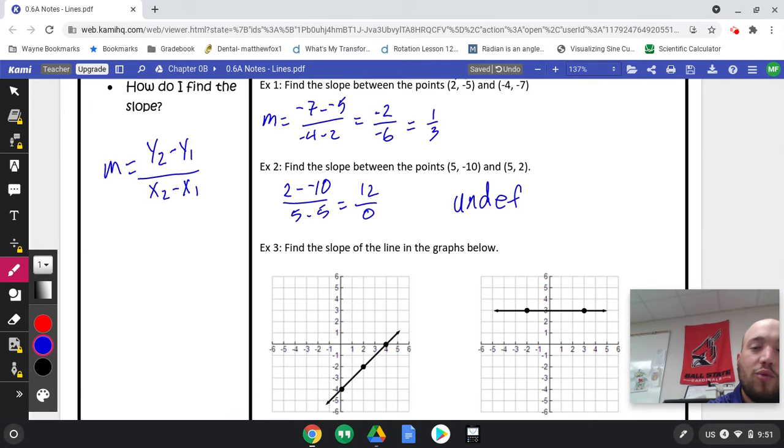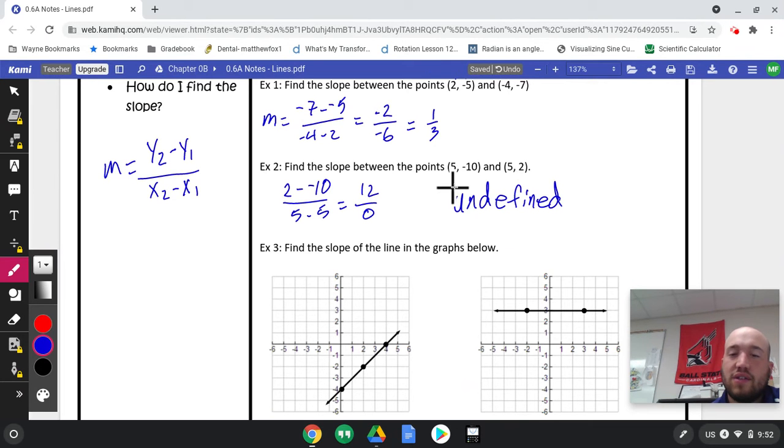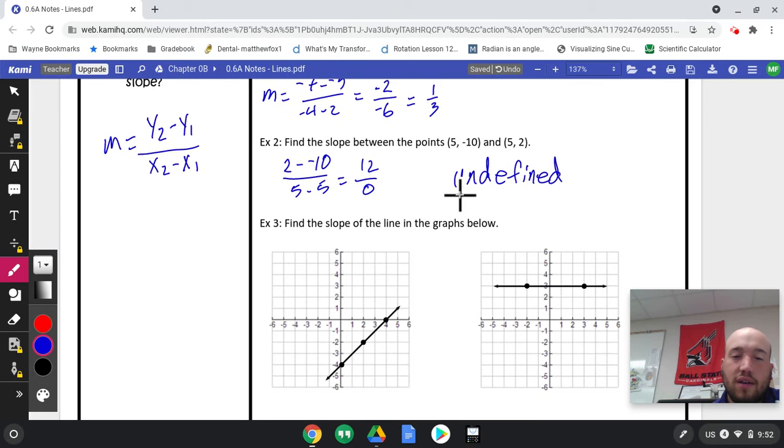This only happens in one situation. Think about it. It is when it is a vertical line. Okay, as you can see, the x value is the same for both of those. It's straight up and down. This would be a vertical line.